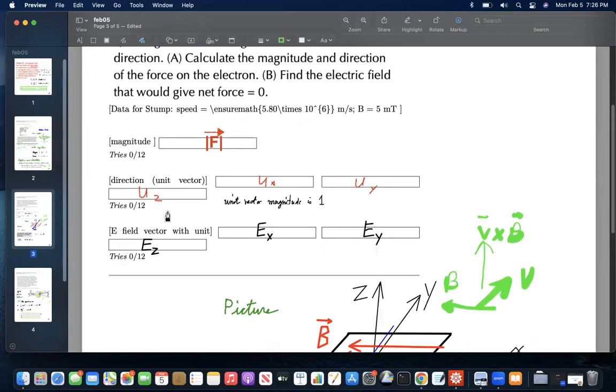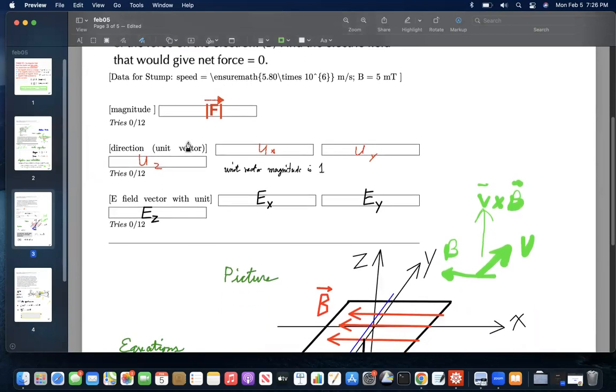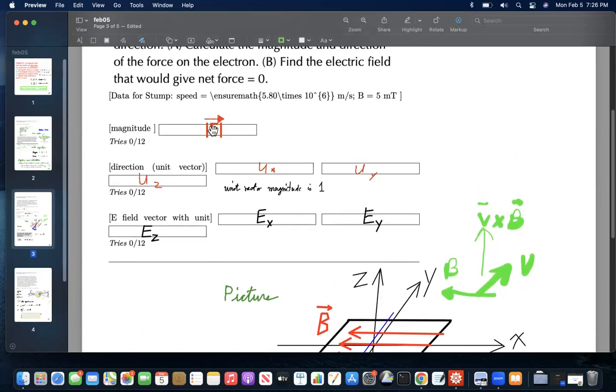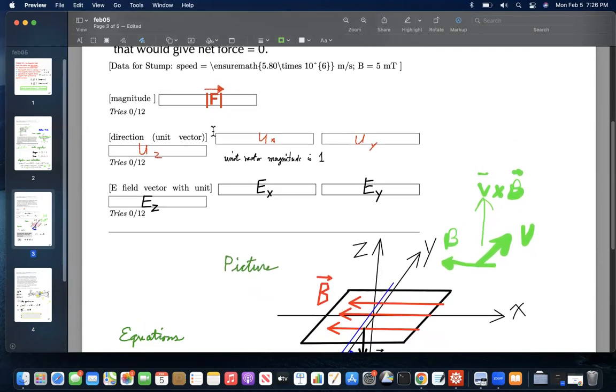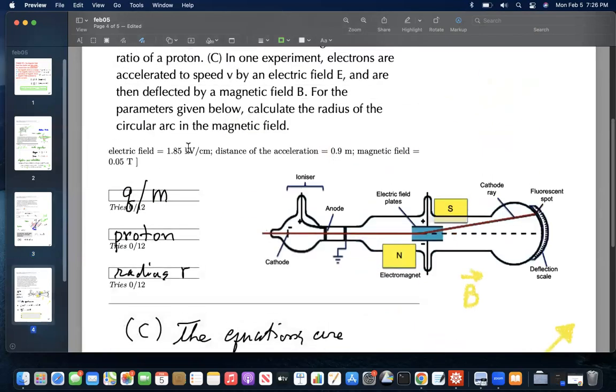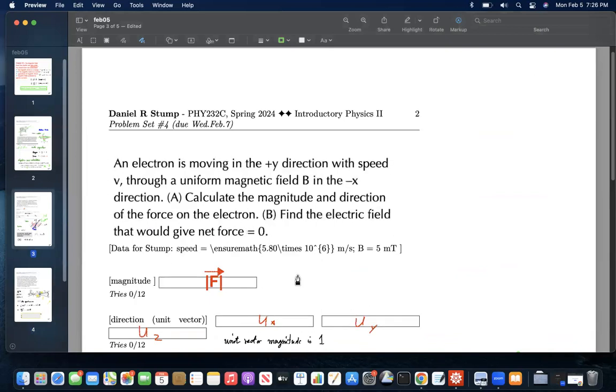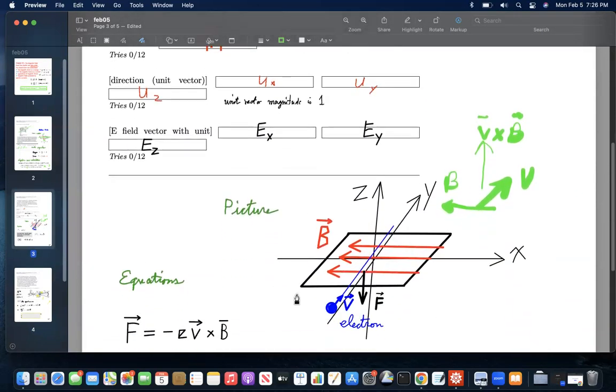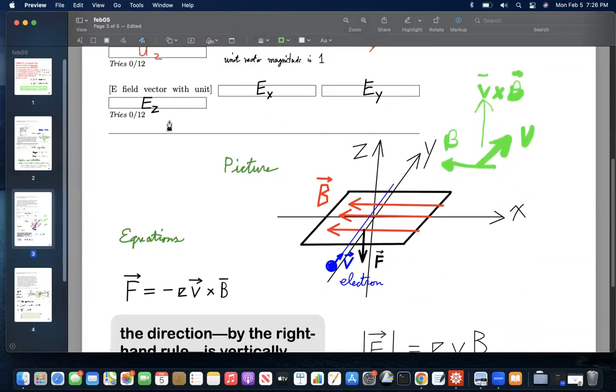Keeps going wrong here. Oh no, sorry. Here's the force. The force will just be EVB. That's the magnitude of the force. So the magnitude of the force will be EVB. Okay, so that takes care of part A.